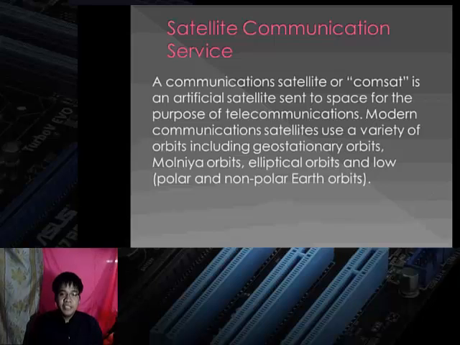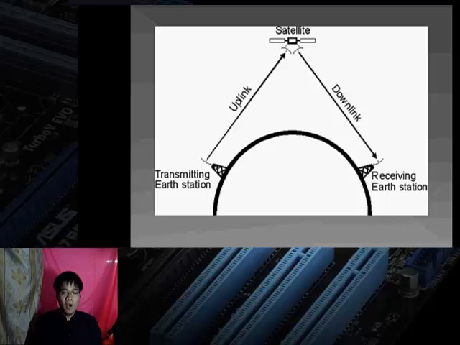And the next is satellite communication service. A communication satellite or ComSat is an artificial satellite sent to space for the purpose of telecommunications. Modern communication satellites use a variety of orbits including geostationary orbits, Molniya orbits, elliptical orbits, and low, polar and non-polar Earth orbits. The first artificial satellite was the Soviet Sputnik 1, launched on October 4, 1957 and equipped with an onboard radio transmitter that worked on two frequencies, 20.005 and 40.002 MHz.